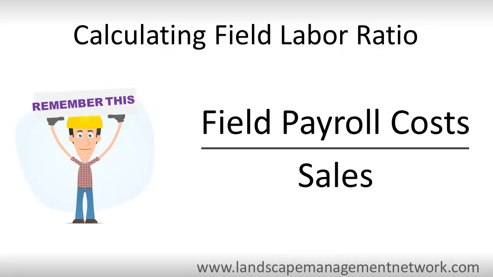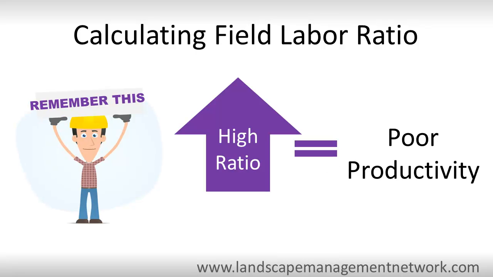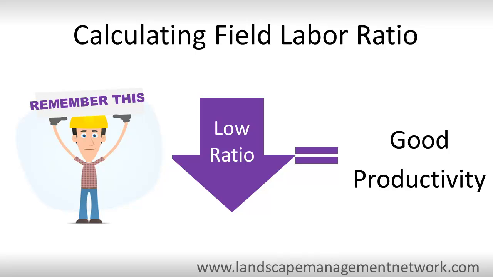This shows you exactly what percent of money coming into your company gets spent on labor costs to get the work done. In other words, this is a great measure of your productivity. The higher the ratio, the more of your sales you're spending on field labor wages, and consequently, the worse your productivity is. The lower the ratio, the less of your sales you're spending on field labor, and obviously, the better your productivity is. Of course, if you go too low, your staff is going to realize they're underpaid and they'll leave you, so there's a fine balance to be made here.